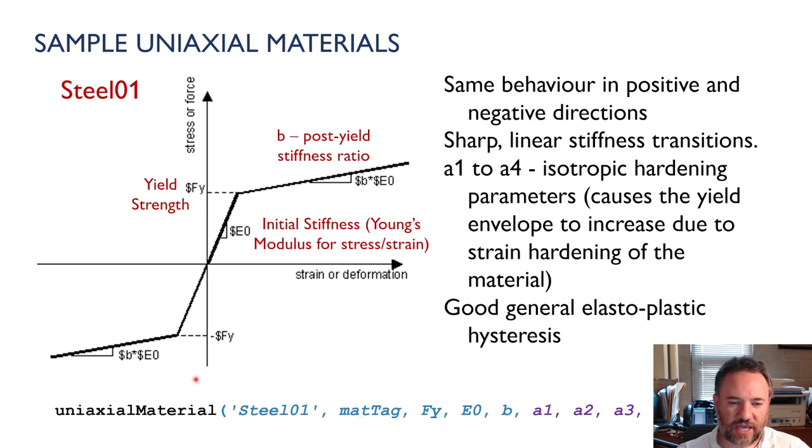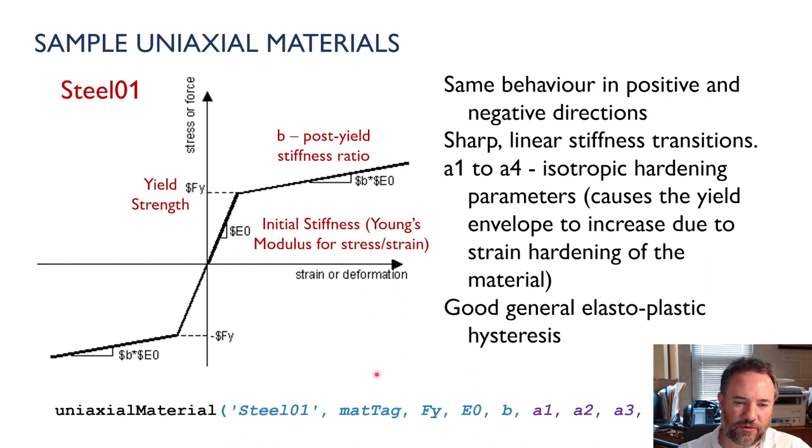Okay, then after that, in general, for uniaxial materials, will come all of the parameters in order. And if you look in the manual, it'll tell you the order, and those parameters will be different for all of the different materials. So in this case, our parameters are Fy, b, and E0, which is our Young's modulus, or our stiffness, if we're talking about force-displacement, for example. And so we provide Fy, we provide E0, and we provide b.